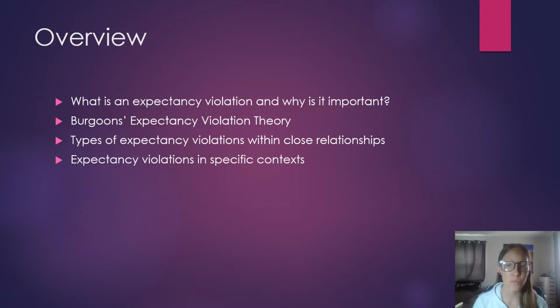As an overview, this is from the second half of chapter 4, so if you'd like to follow along in your textbook, most of my bullet points are your bolded headlines. So we will be going over what an expectancy violation is and why it is an important thing to study. I will also go over Burgoon's expectancy violation theory, and I'm sorry if I mangle her name, as I am terrible with names. I will also go over what types of expectancy violations there are within close relationships. There are 9 major categories we will go over. And lastly, we will go over expectancy violations within specific contexts.